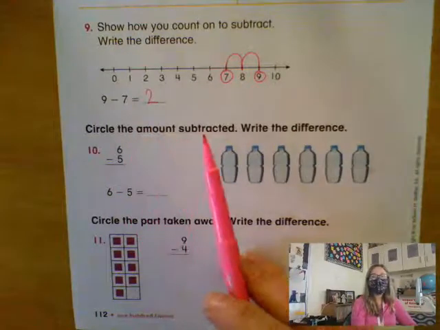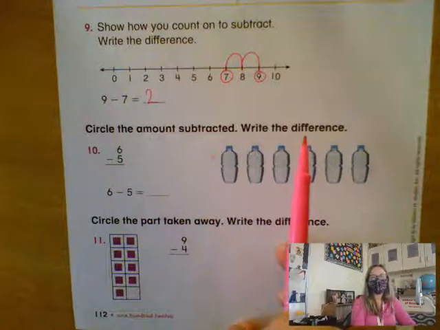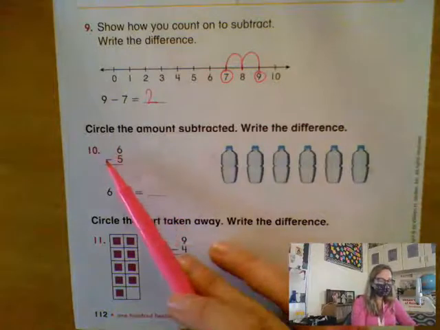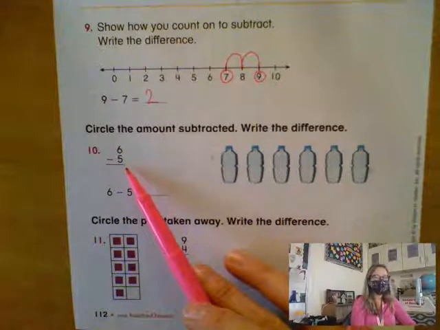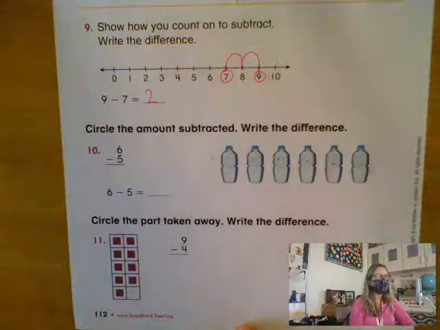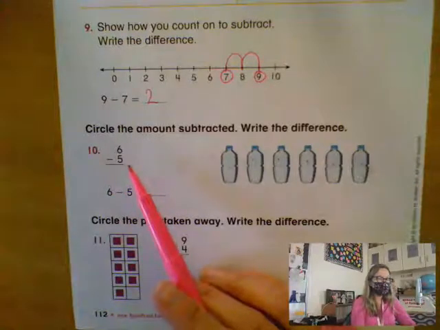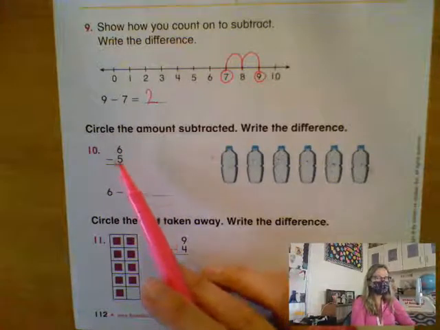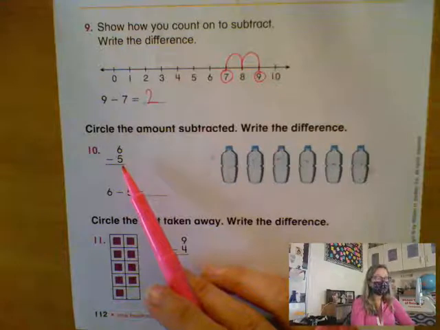All right. Number 10. Circle the amount subtracted. Write the difference. So we have 6, take away 5. So here's 1, 2, 3, 4, 5, 6. How many am I going to circle, Ava June? So it's 6 take away 6? Oh, it's 6 take away 5.